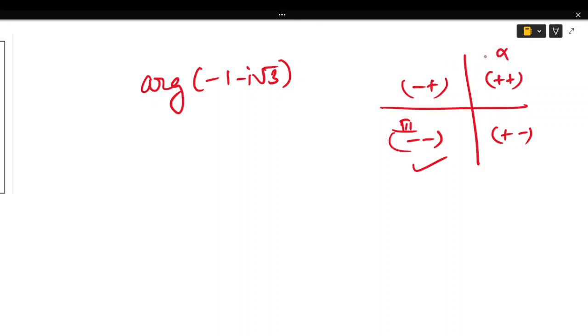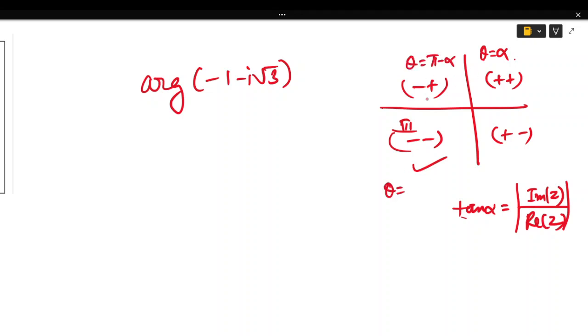Theta is the argument. We can calculate the value of alpha by finding the value of tan alpha, which is the modulus of the imaginary part of the complex number divided by the real part of the complex number. In the second quadrant, we have theta as pi minus alpha as per the rules of the Argand plane. In the third quadrant, we have alpha minus pi as the argument. In the fourth quadrant it is minus alpha. So this is your real part and this is your imaginary part.